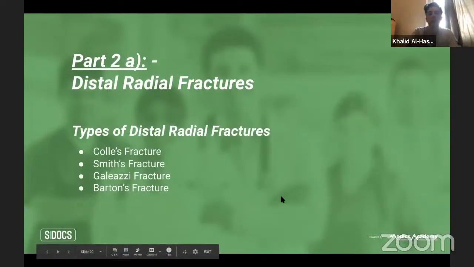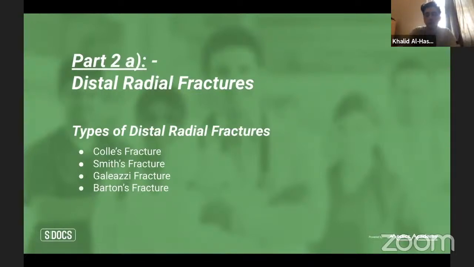So now we will take a look at distal radial fractures. These are some of the most important fractures that I'd recommend learning for your exams. There are 4 main types that we recommend: Colles fracture, Smith's fracture, which is a reverse Colles fracture, a Galeazzi fracture, which is a fracture of the distal radius with subsequent distal radioulnar joint dislocation, and a Barton's fracture, which is similar to a Colles fracture. However, it is subdivided into 2 types, and it's an intra-articular fracture of the distal radius.